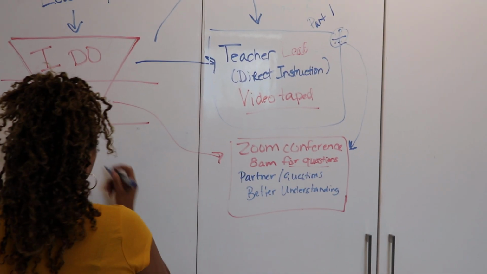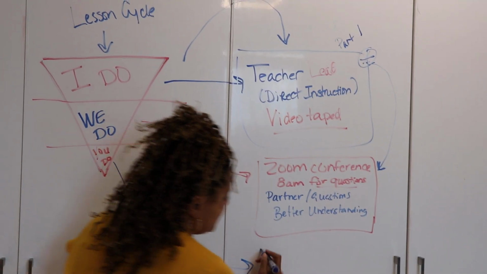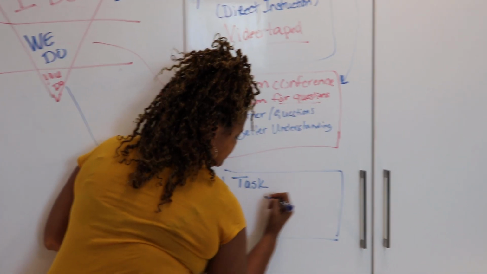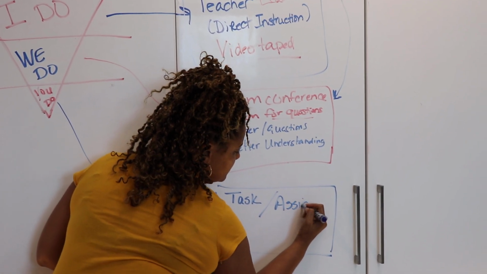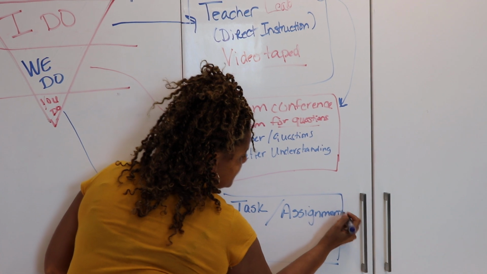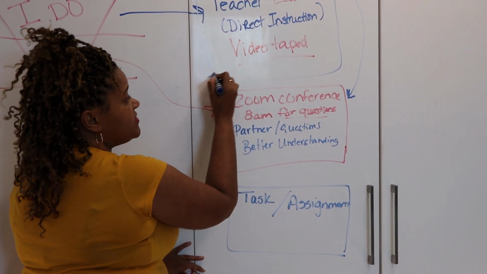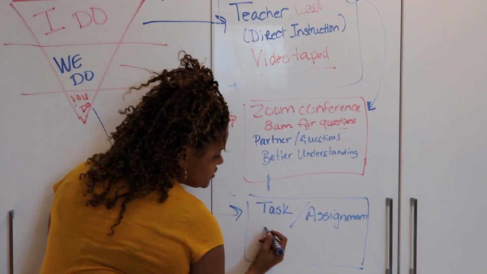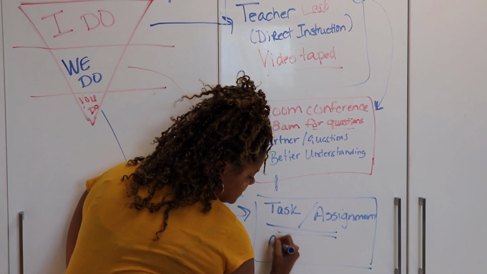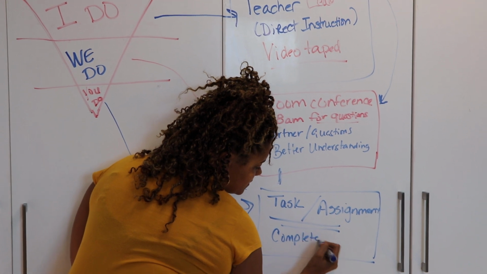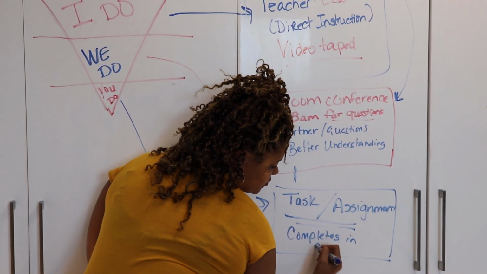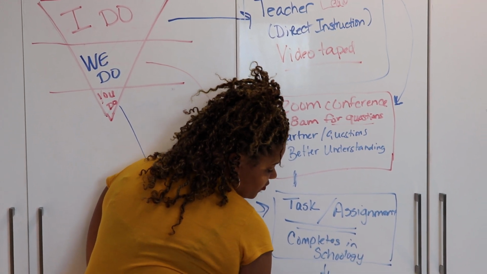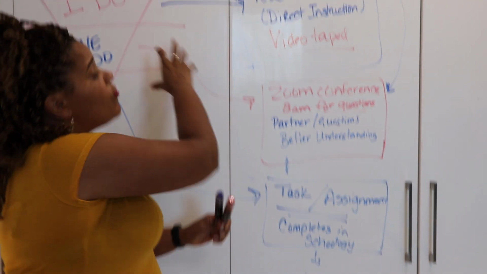Then the very last piece is the you do. The you do is the task or the assignment. Based off this information, with help from this information, this is what the student completes in Schoology. And then we submit it for grades. That is the cycle process we're doing.